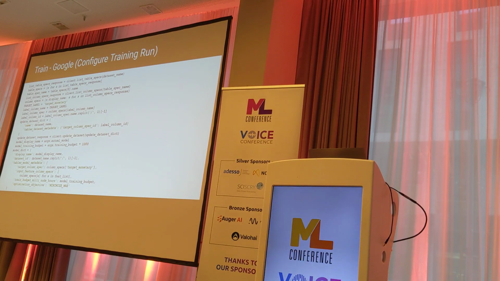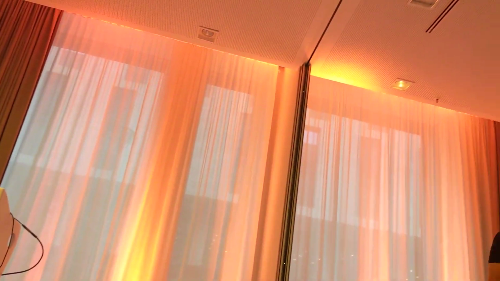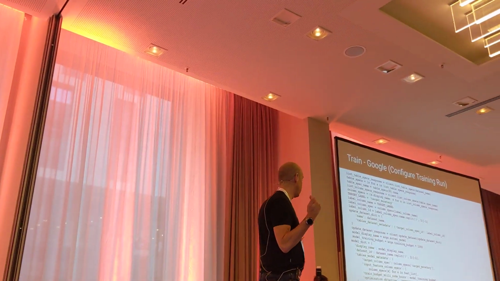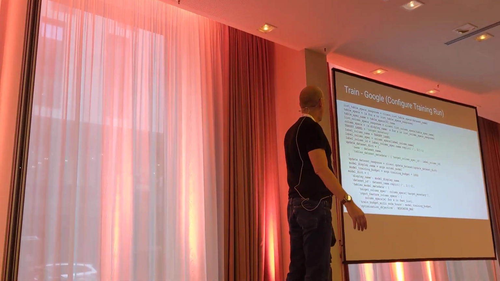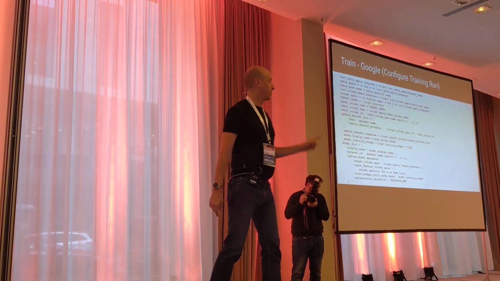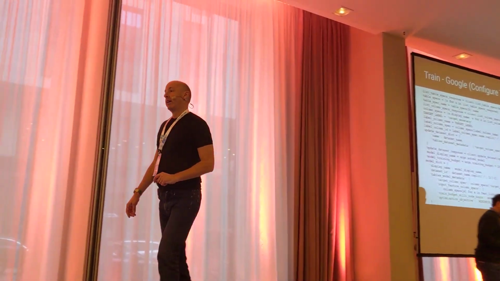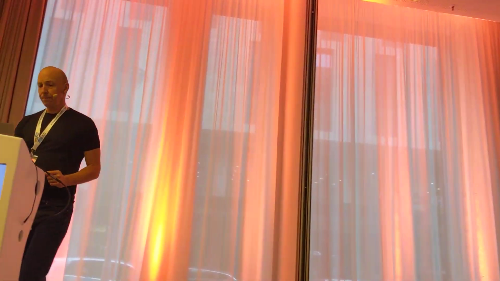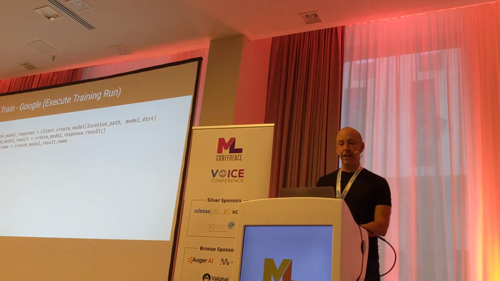But with Google, you can execute that code, and what I'm doing is identifying the target column, identifying which things are features, and giving it a train budget in milli-node hours, which is a very strange way of setting the time budget, but that's what they do. Then I give it an optimization objective, which is minimize MAE. So that's the train phase.